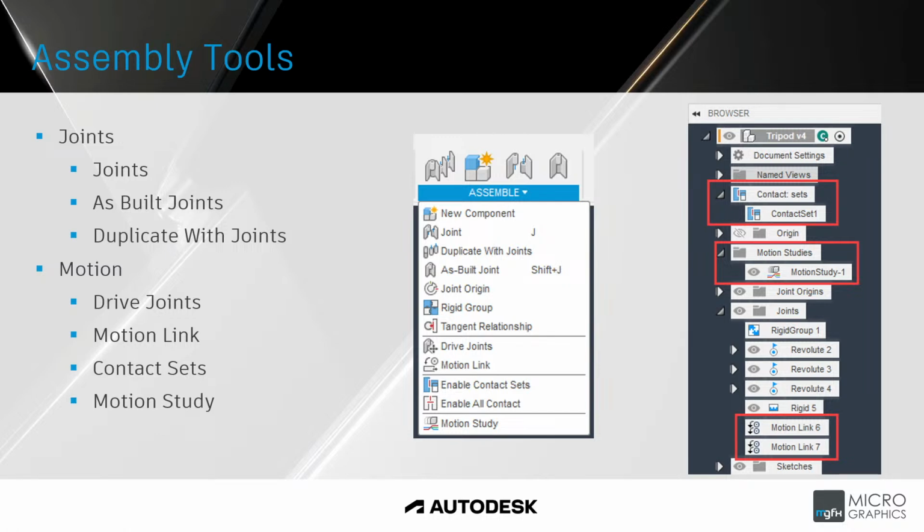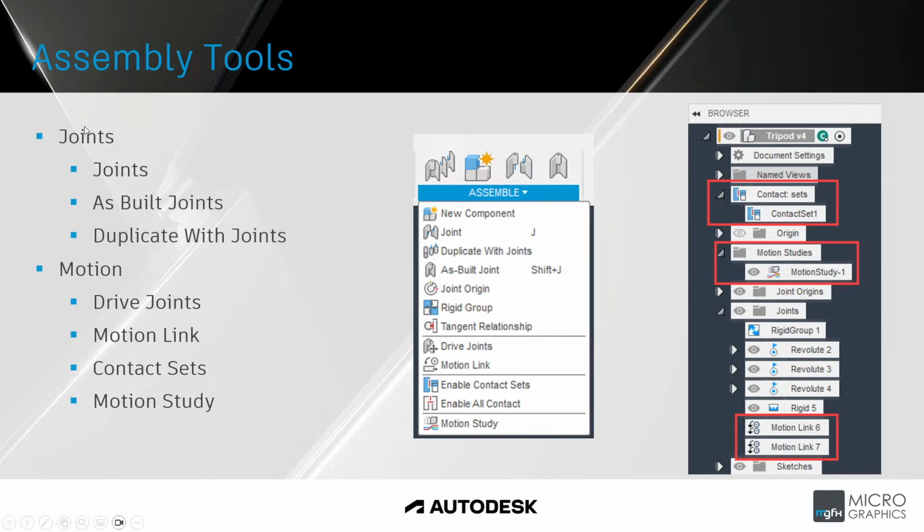So we already went to the assemble panel and had a look at the new component for that multi-body design process. We can create new components. We do have the option with the new components to create it internally or externally to the file, depending if you want to follow the multi-body or distributed design approach.